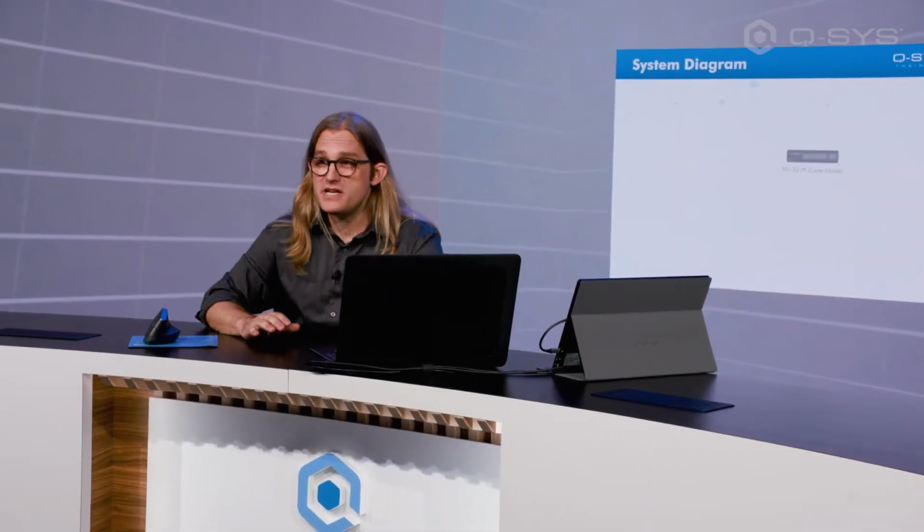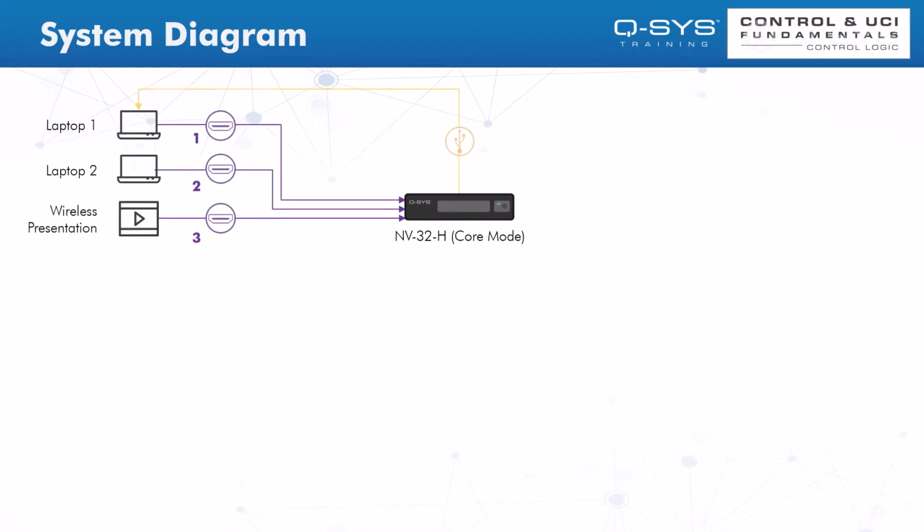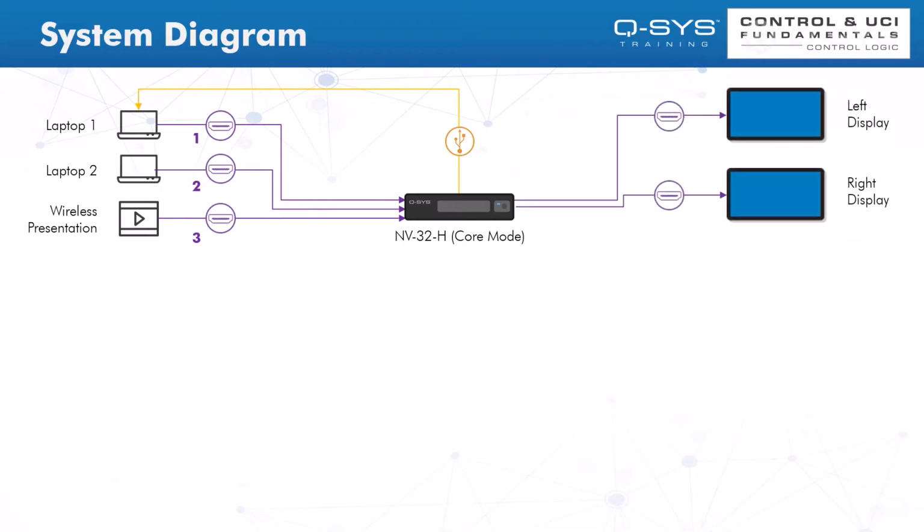No, I didn't. Now, before we get into the actual design itself, let's take a look at a topographical layout of what it is we just talked about right now. So here we have, piece by piece, everything that's going to be in the room hardware-wise. We're going to be working specifically with an NV32H in core mode. That will be our core. We're going to have our 2 laptops and our wireless presentation device connected via the 3 HDMI ins for our NV32H. We're going to make sure that those 2 HDMI outs are used for the 2 displays in the room.